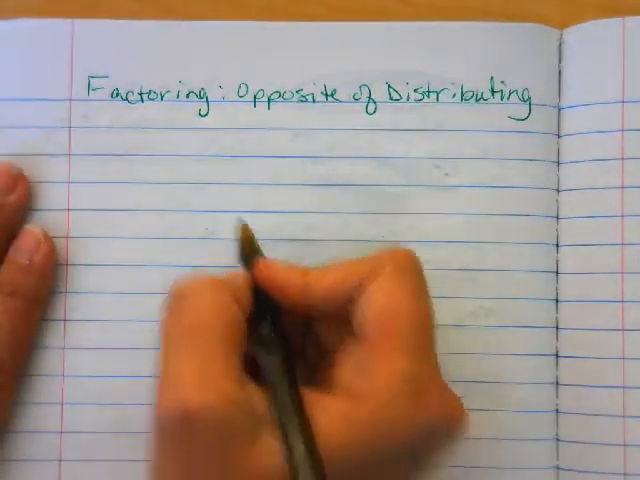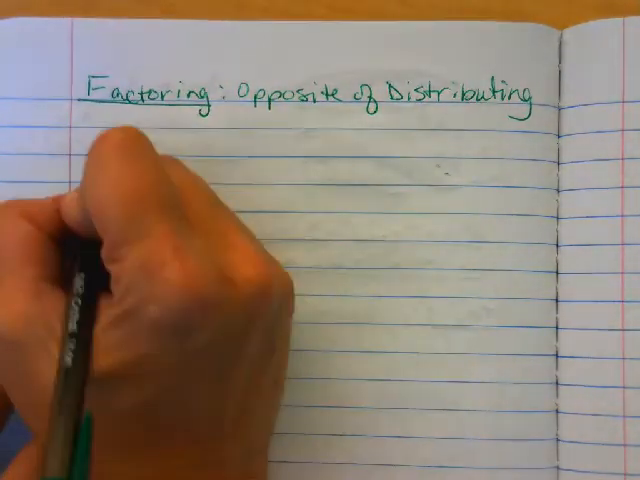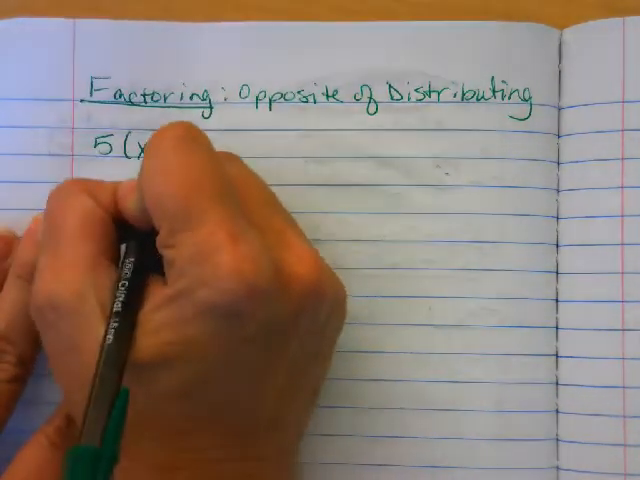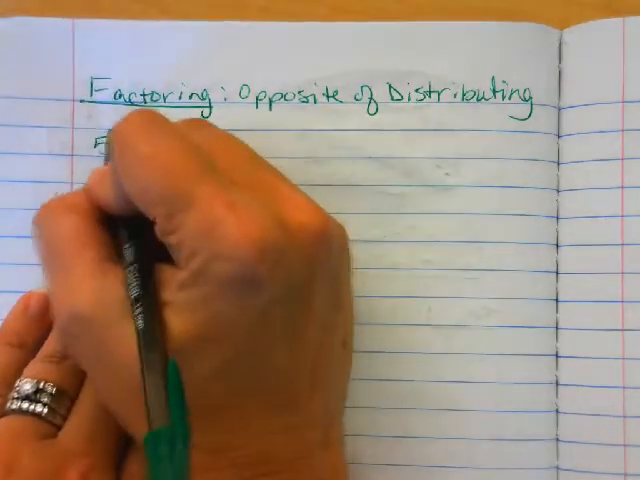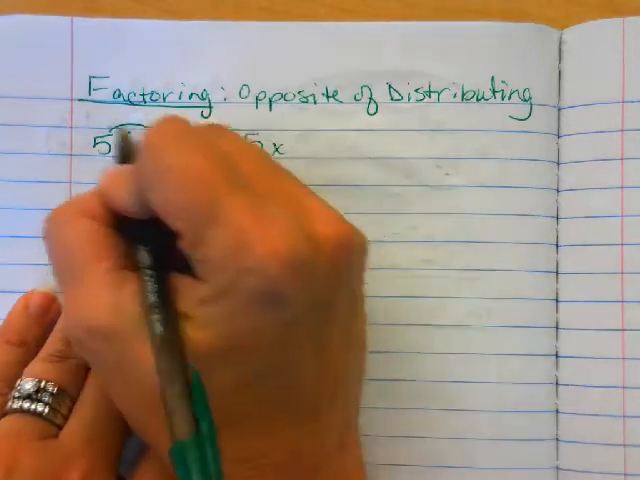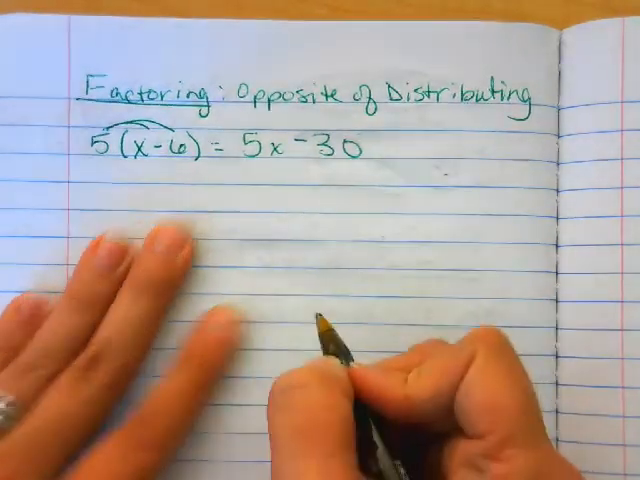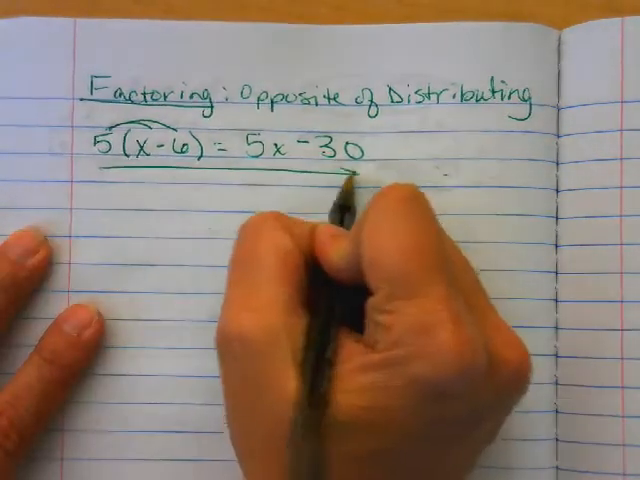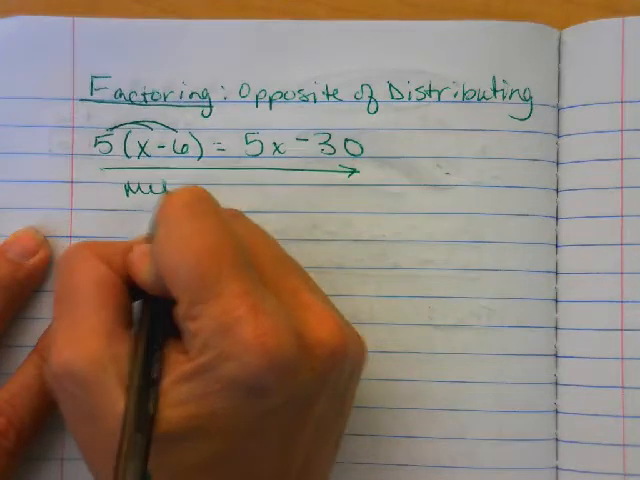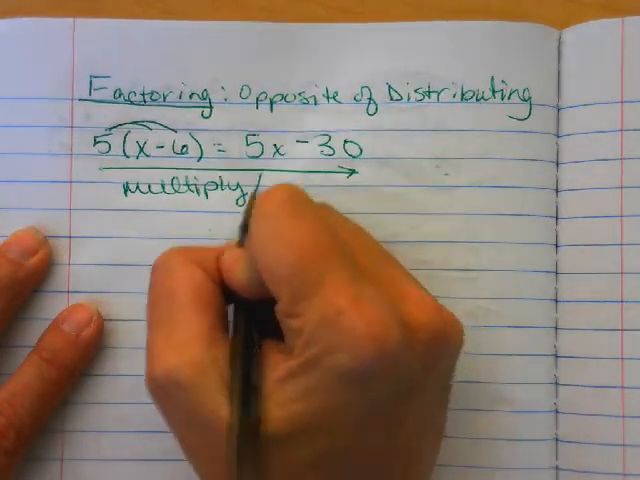Okay? So when we distribute, like you did on your assignment the other day, if I had 5 times the quantity of x minus 6, then I would multiply 5 times x, and I would multiply 5 times a negative 6, and I would get 5x minus 30. So we are multiplying here, which is the distributive property.